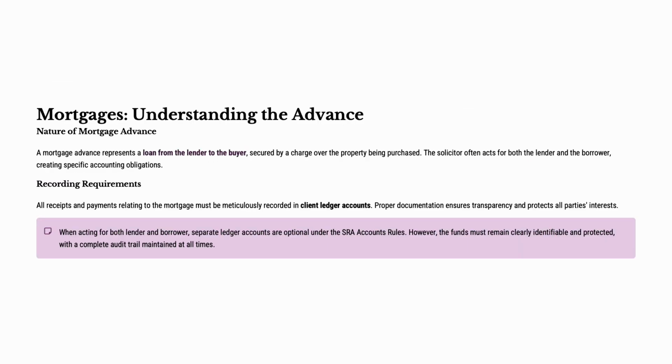In terms of mortgages, understanding the advance is very key. A mortgage advance is a loan from the lender to the buyer, secured against the property. The solicitor records all receipts and payments in the client ledger account. If acting for both lender and borrower, separate ledgers are optional, but funds must be identifiable and traceable by each client. You cannot mix all of them.